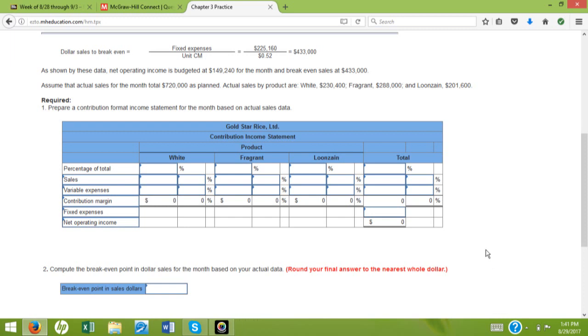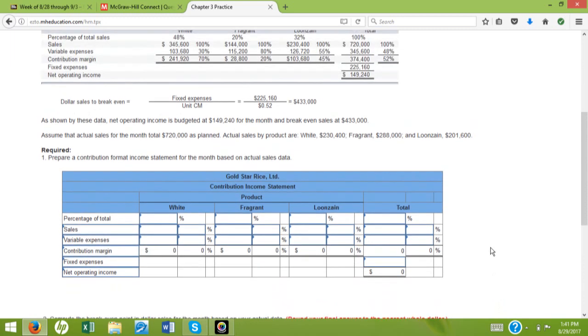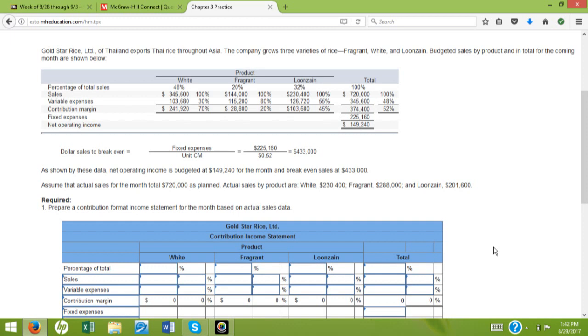Hi class, in this video we're going to go over a problem that is similar to problem 3-21 out of the textbook. So the format and the process will be the same. The numbers will be different, the amounts will be different, but hopefully this will at least give you an idea how to set up your homework.